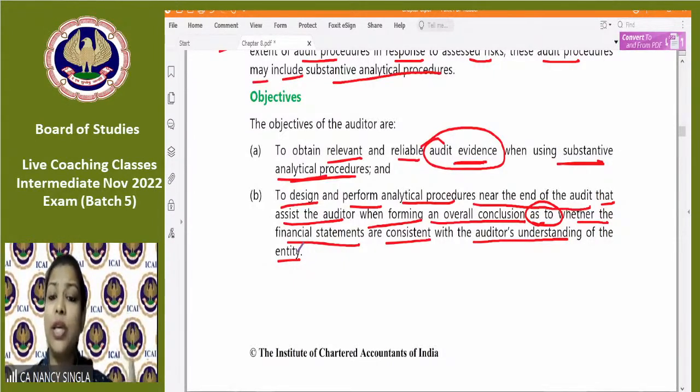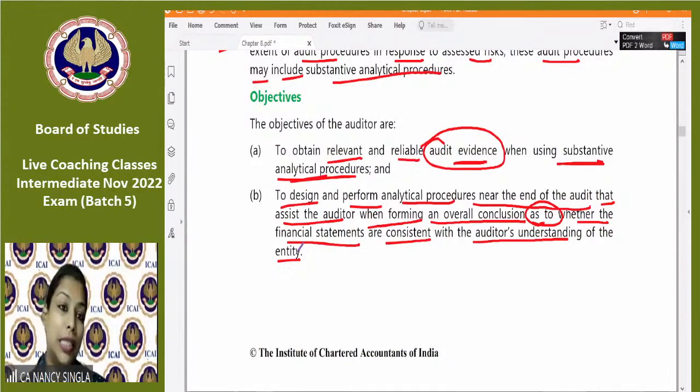The understanding there was that the GP ratio should be between 4 to 5%, whether it is actually so or not, right? So first, the auditor can use the analytical procedure to develop expectation, and now near the end of the audit, when he's forming an overall conclusion about whether the expectation that he developed under SA 315 was correct or not, the auditor will again use analytical procedures.